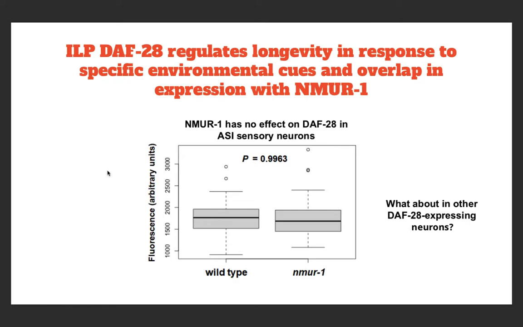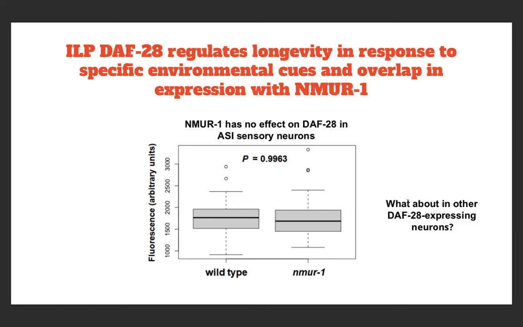I created a homozygous NMUR1 mutant strain, along with a homozygous transgenic insertion of DAF28 promoter linked to the mCherry gene, which allows me to visualize changes in expression patterns. The data shown here includes the quantification of the DAF28 intensity in ASI, which is a longevity-inhibiting neuron. I found there to be no significant differences in the expression of DAF28 between wild-type and NMUR1 in ASI, as shown by the p-value here.